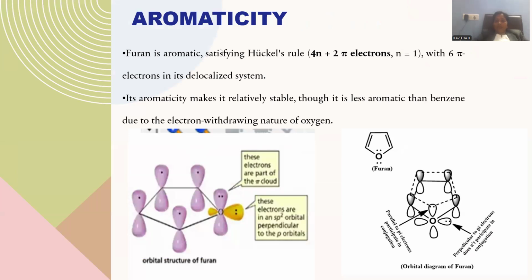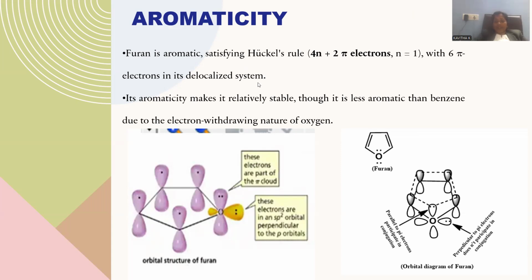How can we explain the aromatic nature of furan? Furan is obviously an aromatic compound and it obeys Huckel's rule. Huckel's rule is nothing but if any compound has a 4n plus 2 pi electron system, then we can say the molecule is aromatic in nature. Being an aromatic substance, furan obviously follows the 4n plus 2 condition.